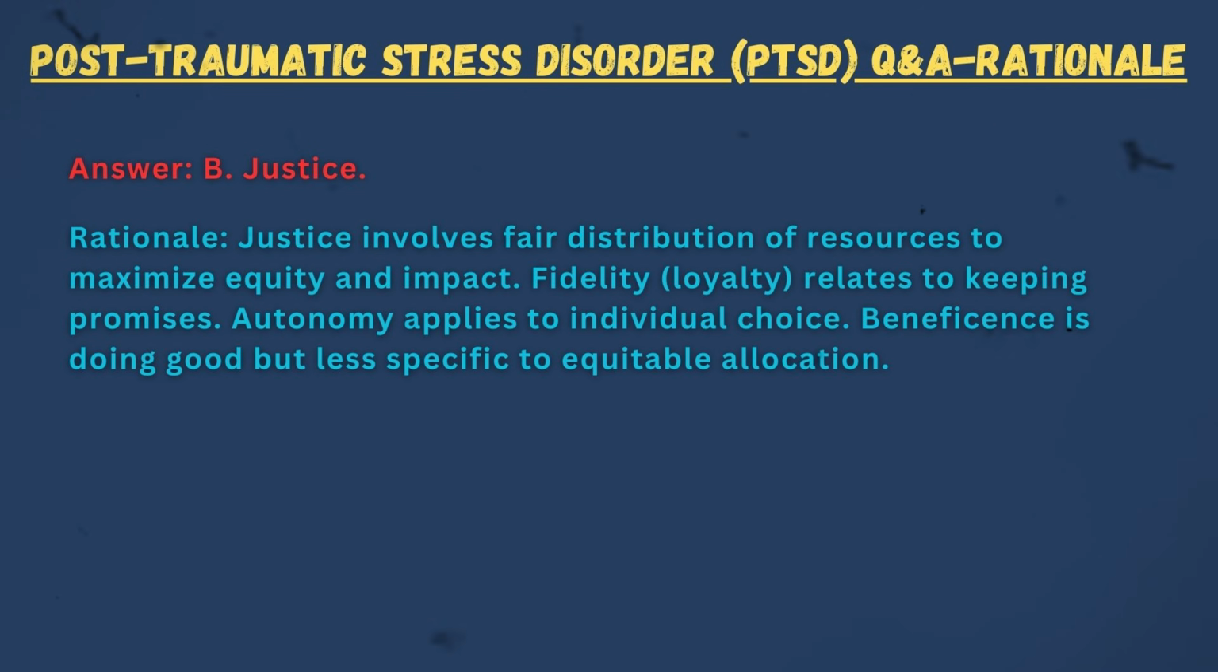Answer: B. Justice. Rationale: justice involves fair distribution of resources to maximize equity and impact. Fidelity, loyalty, relates to keeping promises. Autonomy applies to individual choice. Beneficence is doing good, but less specific to equitable allocation.